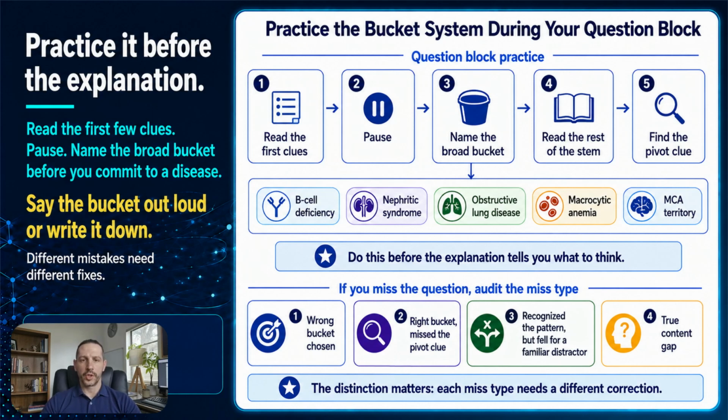If you miss the question, do not only ask, "What fact did I forget?" Ask yourself, "Did I choose the wrong bucket? Did I identify the correct bucket but miss the pivot clue? Can I recognize the pattern? Or was this genuinely a content gap?" That distinction matters because each type of error requires a different correction.